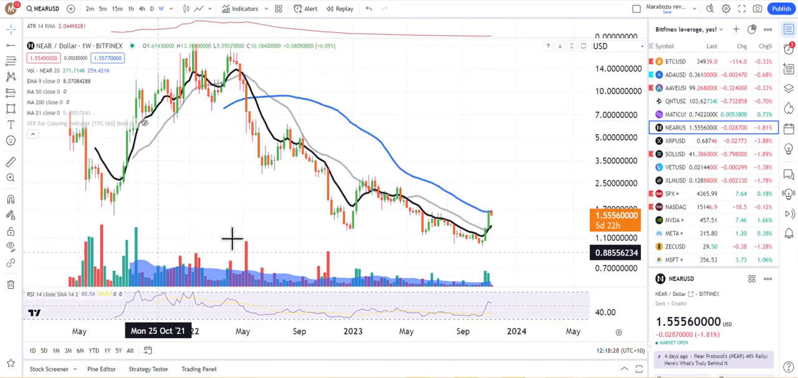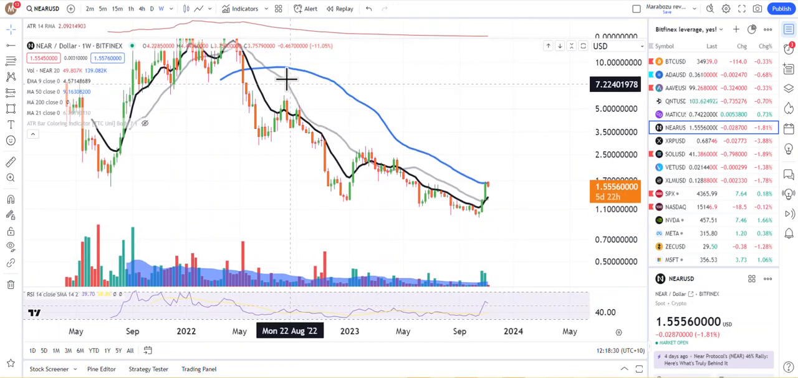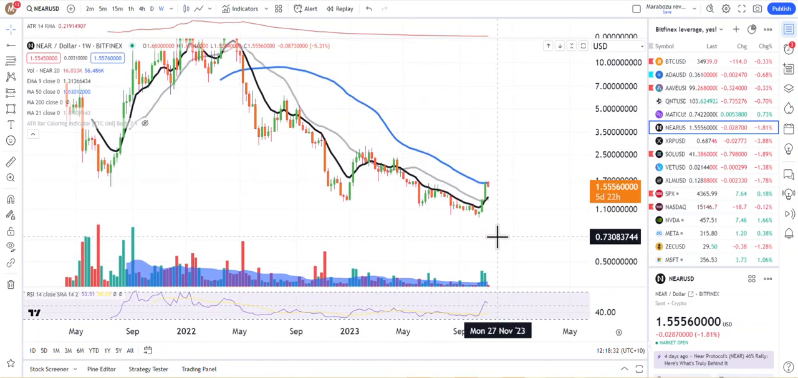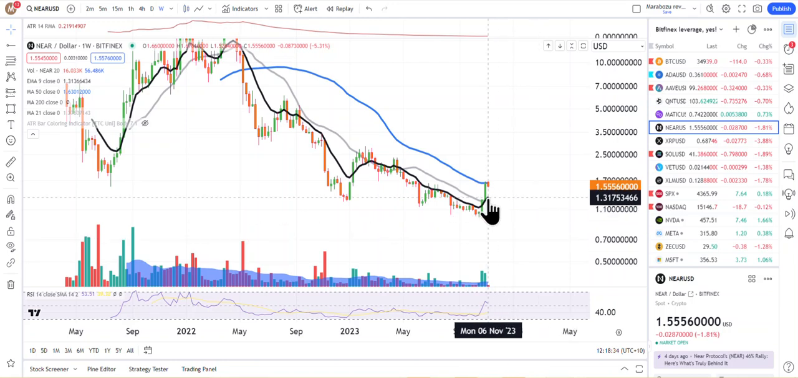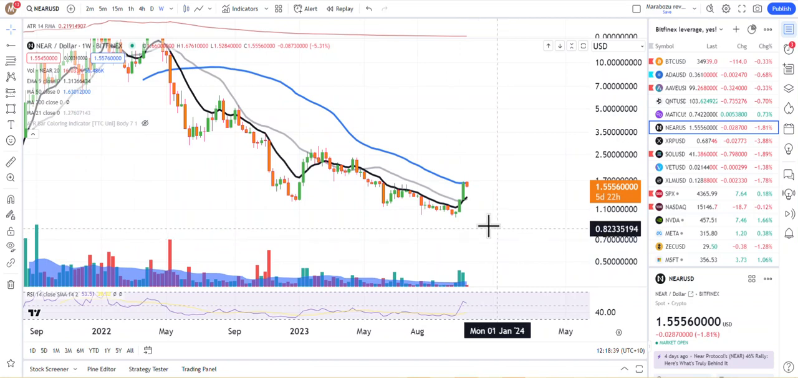I'm going to get rid of some of these drawings. Probably all of them, but look at that. That just looks like a perfect 50 rejection. And look at that, we've got a bigger candle. So, just check out the volume here. This always interests me.